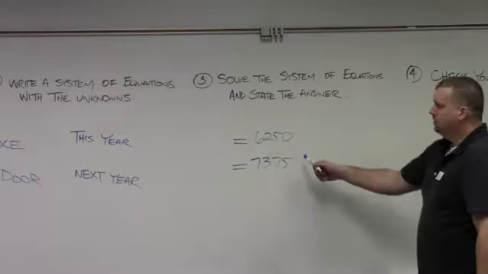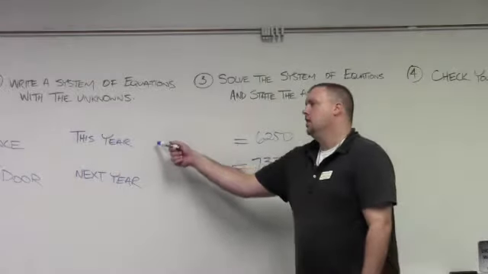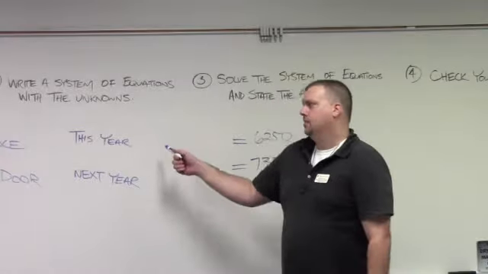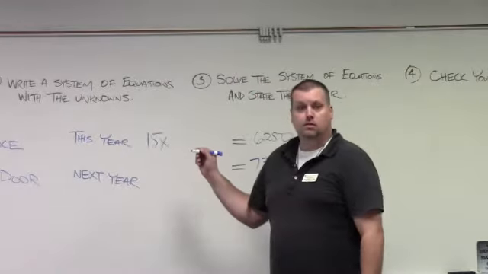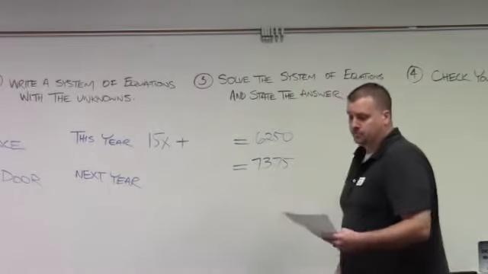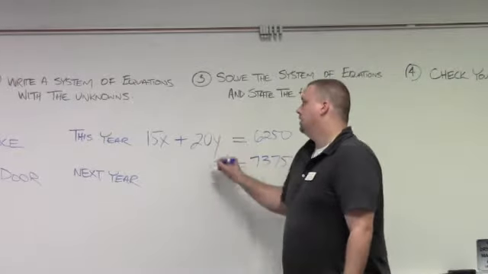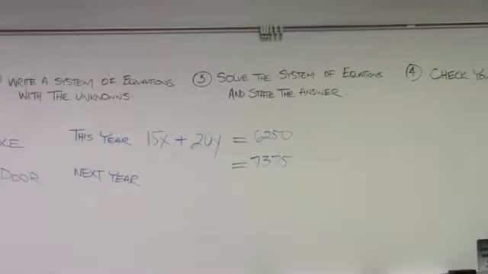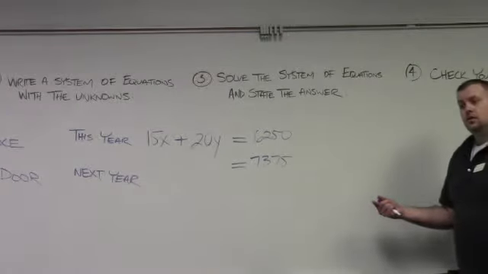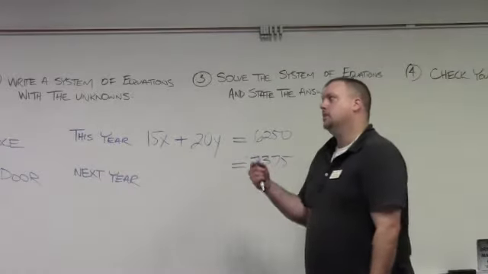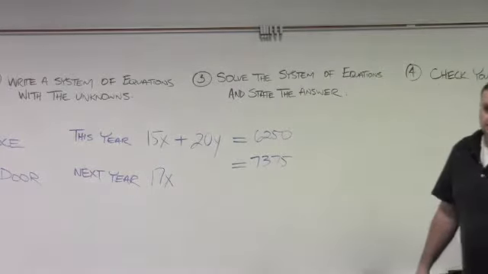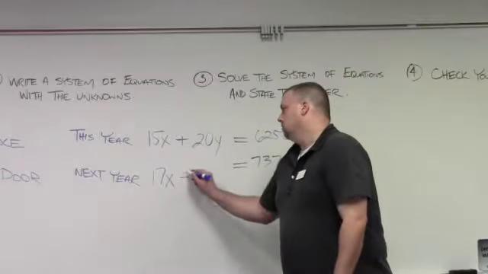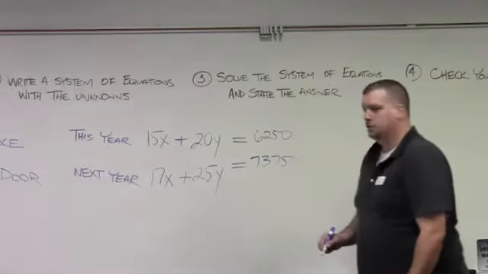7,375. Well, that's a dollar amount. So we need the dollar amount of the tickets. So what was the dollar amount for the tickets sold in advance this year? 15. So 15 times X, our unknown, right? Plus, how much per ticket sold at the door? 20 times the number of tickets sold at the door. Makes sense? What about the second equation? The next year they want to raise the prices. So what's the price of every ticket sold in advance next year? So 17 times X. Right, we're selling the same number of tickets. Plus, how much for at the door? There's your two equations.